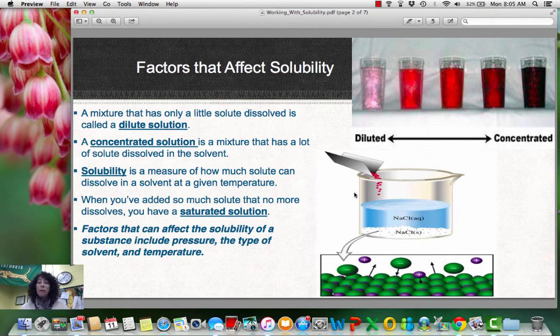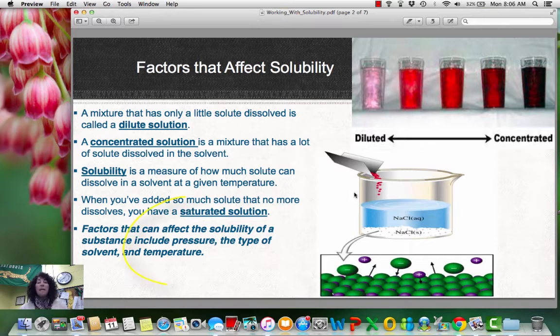If there's only a little bit of solute dissolved, it is called dilute. If there is a lot of solute dissolved, it is considered a concentrated solution. But how much solute can dissolve into a solvent at a specific temperature is the solubility. Now, when you add so much solute that no more can actually dissolve, then you have what's called a saturated solution. That's how you make rock candy.